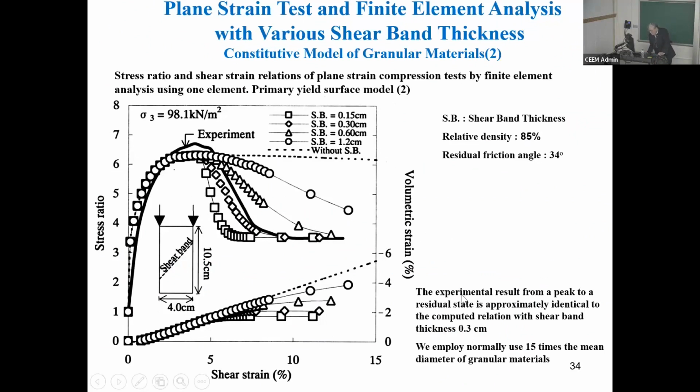The experiment result from a peak to a residual state is approximately identical to computed relation with shear band thickness 0.3 centimeter. We normally use 15 times the mean diameter of granular material.